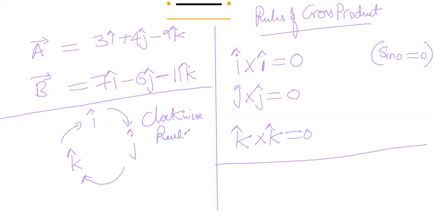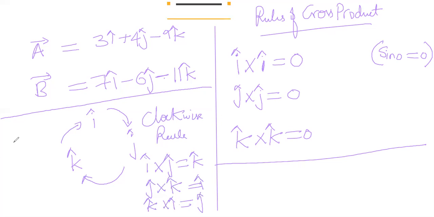What is the clockwise rule? I bar cross J bar will give you K cap. I J will give you K. J cross K will give you I cap. Similarly, K cap cross I cap will give you the other one, J cap. And now you may get it out. What about the reverse order? The reverse order will give you negative answers.